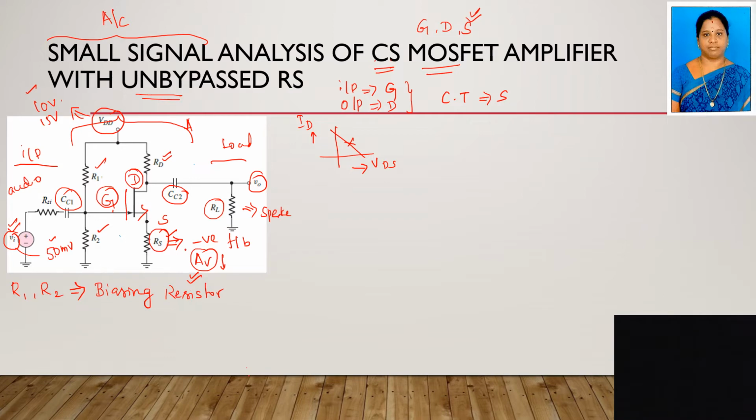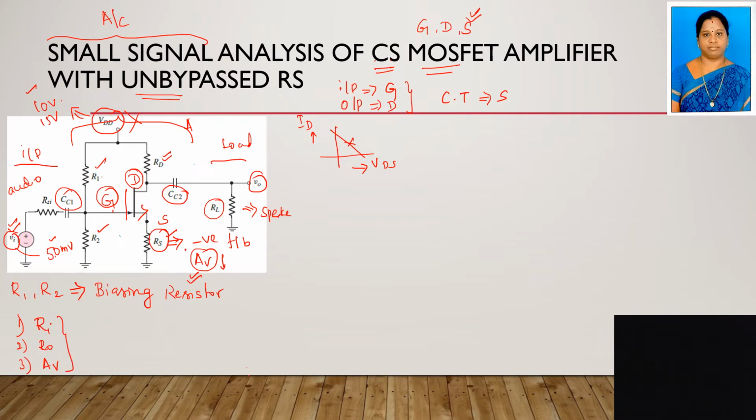That's why we call this analysis small signal analysis, because we are going to analyze the whole circuit only with this input signal VI, not with the DC. Before analyzing, we have to draw the small signal equivalent circuit. The objective of this analysis is to find the input resistance, the output resistance, and the gain.